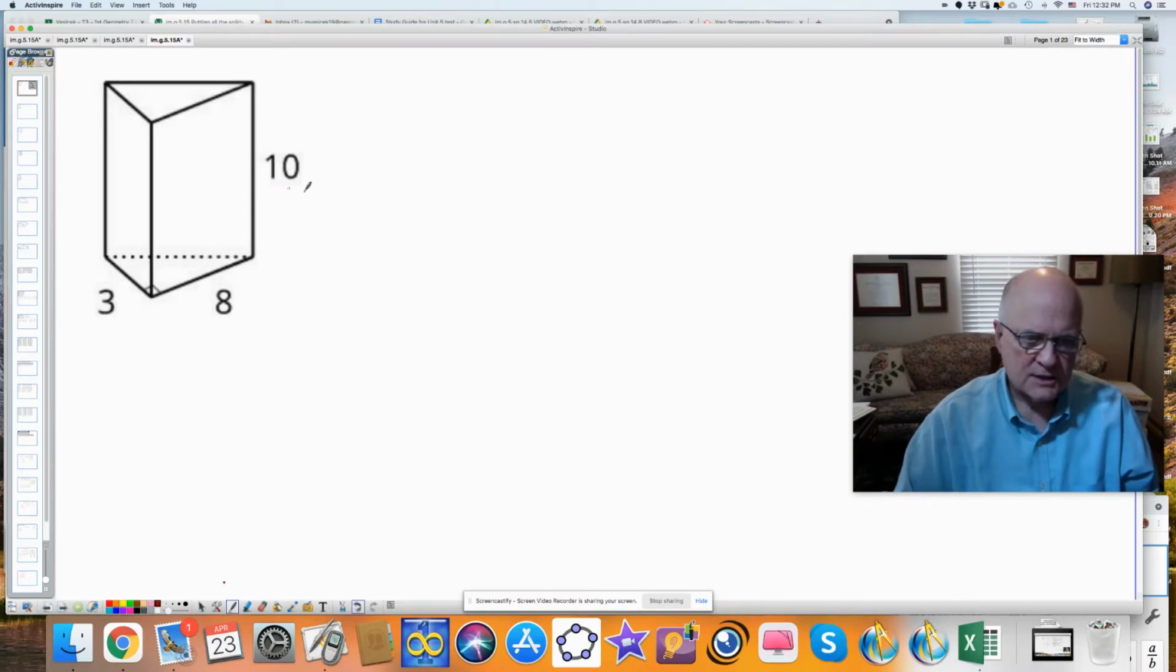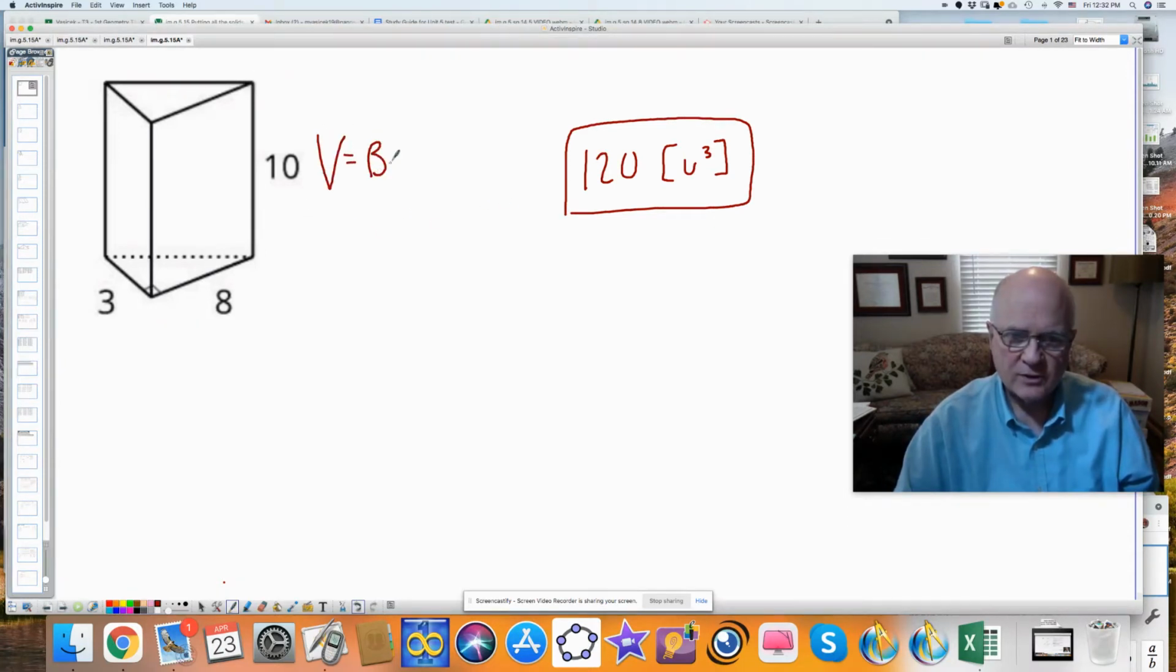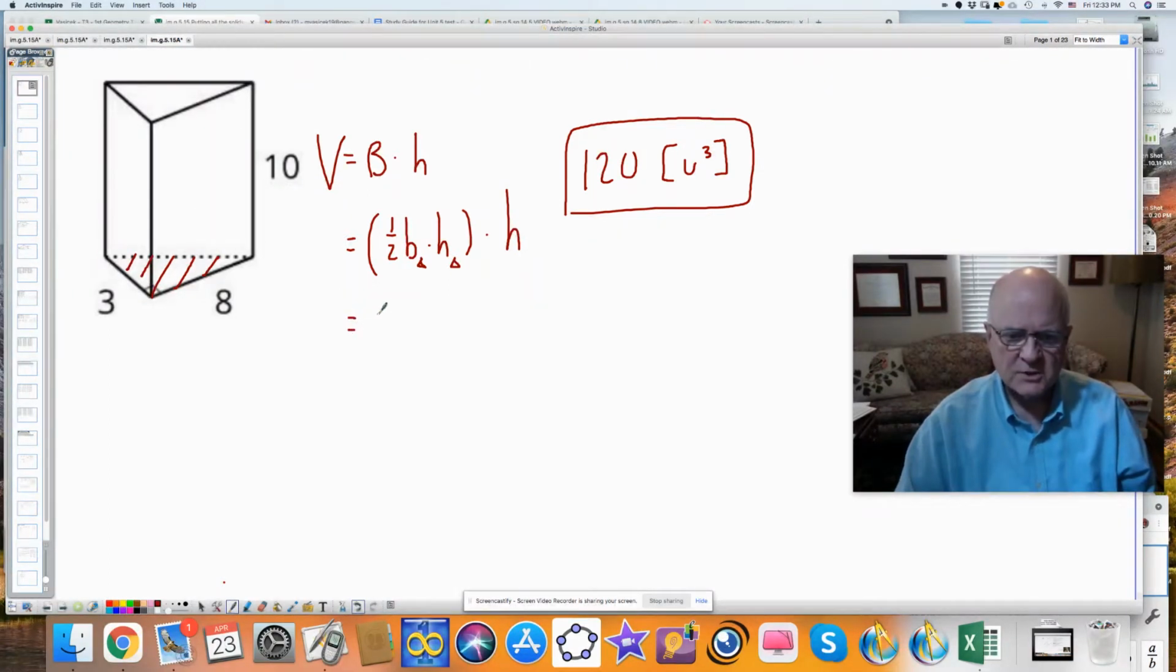Here I see a prism, and its volume is going to be 120 units cubed. How did I do this mentally? I said the volume is equal to the area of the base times the height. For this triangular base, the area of a triangle is 1/2 times the base of the triangle times the height of the triangle, not to be confused with the height of the prism. So when I substitute the values, I have 1/2 times 8 times 3 times 10. Half of 8 is 4, 4 times 3 is 12, and 12 times 10 is 120.